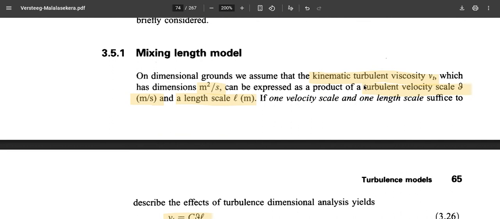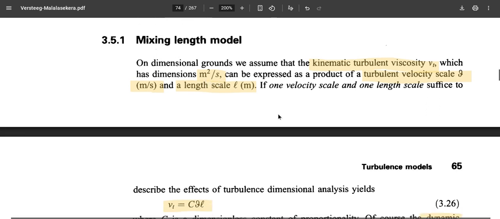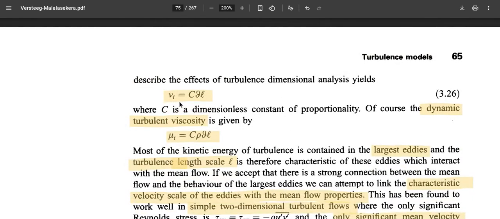So the kinematic turbulent viscosity, based on dimensions, has units of meter squared per second. So we can approximate it by multiplying a velocity scale and a length scale. The velocity scale has meter per second and the length scale has meter, so multiplying the two will give you meter squared per second. The proportionality constant will be this C term. When we come to the dynamic viscosity, the density rho will be added to the right hand side. So this will be the expression for the turbulent viscosity using the algebraic equations.